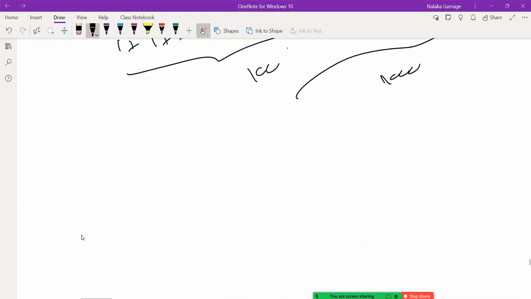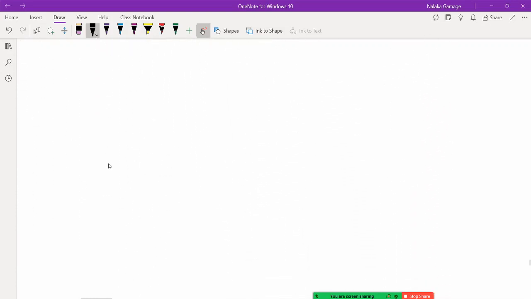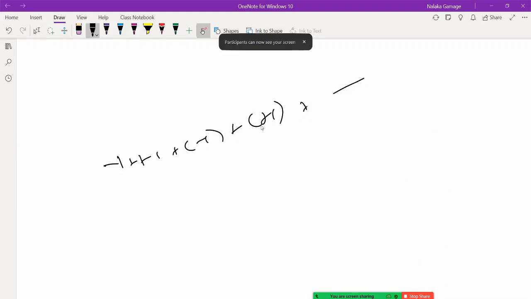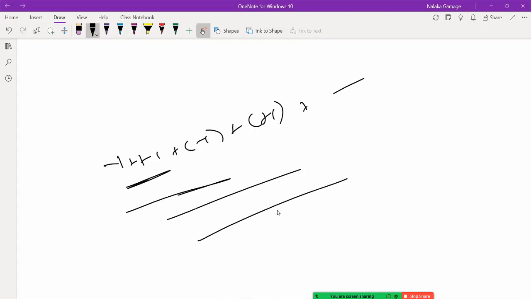The other one is oscillatory, of course. For example, -1 plus 1 plus -1 plus 1. You can see 2 terms give 0, 3 terms give -1, 4 terms give 0, 5 terms give -1. So likewise, you can't exactly say whether it is 0 or -1.